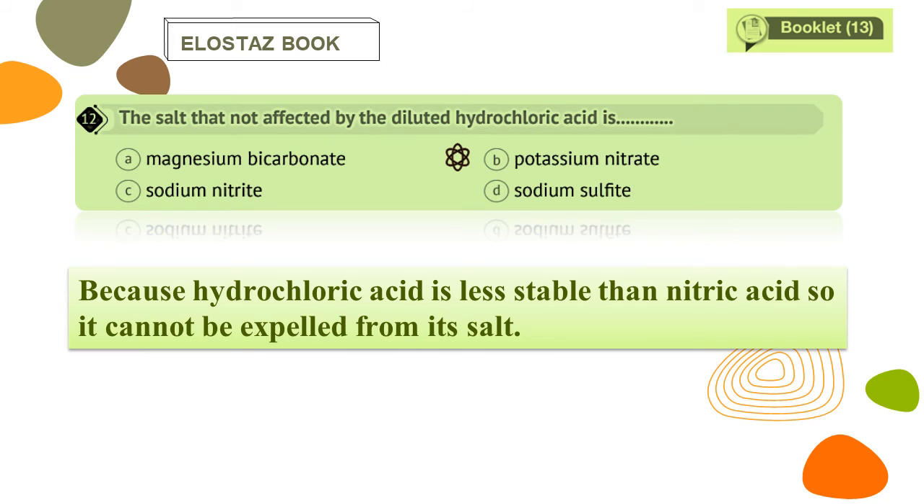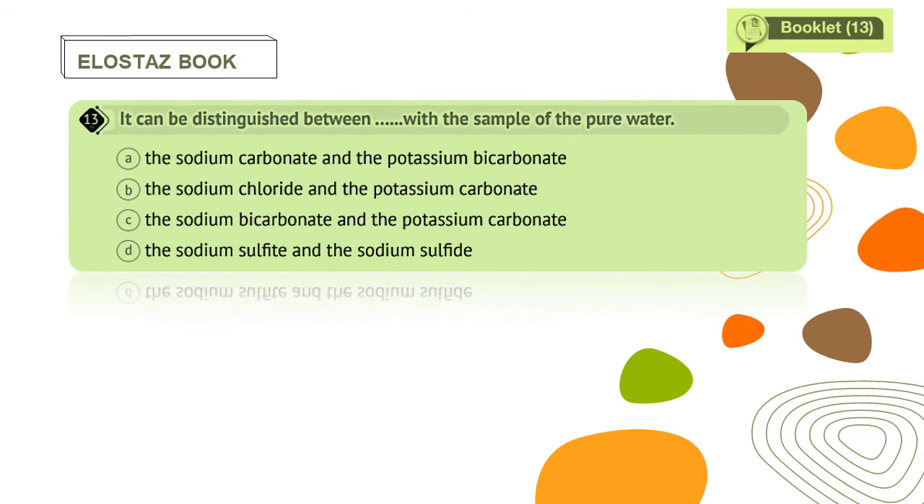Let's go into question 13. Question 13 says: how can it be distinguished between what? We have two different salts here with the same sample of pure water. Okay, so what are we discussing? We are discussing one soluble and the other not soluble. If we have two salts, when adding water to each of them, one is soluble and the other is not soluble in water.